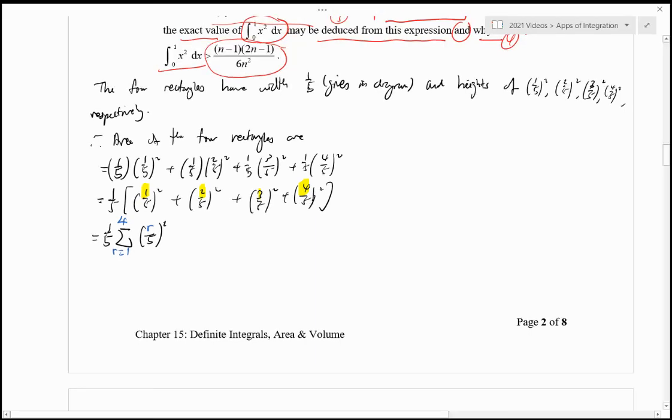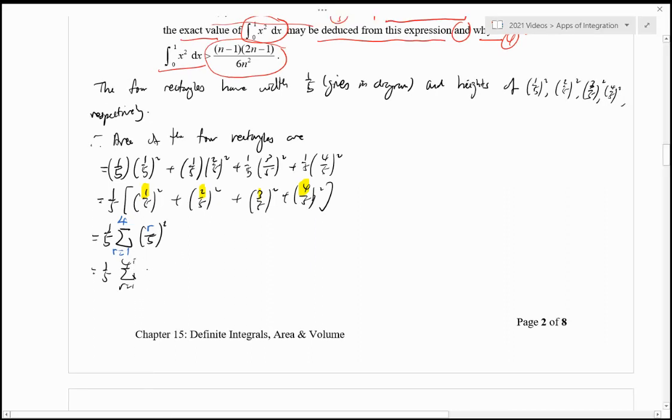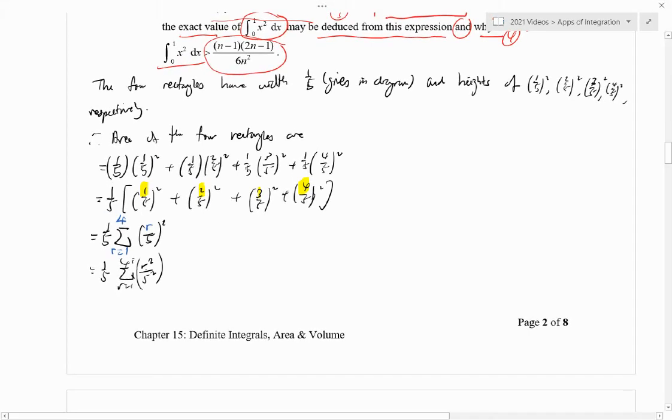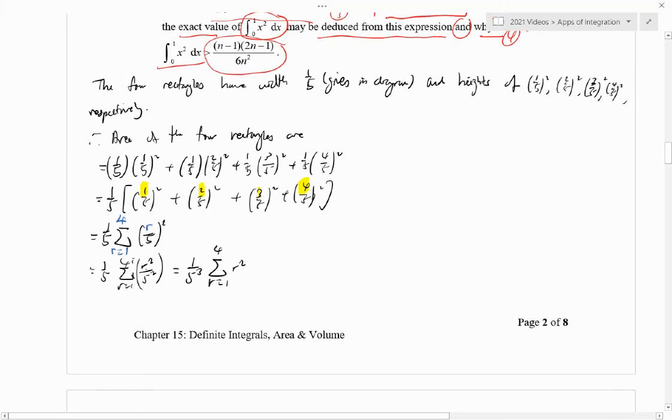All right, and this becomes 1/5 times the sum of r equals 1 to 4 of 1/5 squared times r squared. Or maybe a simpler way to write this would be r squared over 5 squared. And that becomes 1 over 5 cubed times the sum of r squared, r equals 1 to 4, because constants can be factorized out of the sum. And this is shown. Simple. That is part 1 of the question.